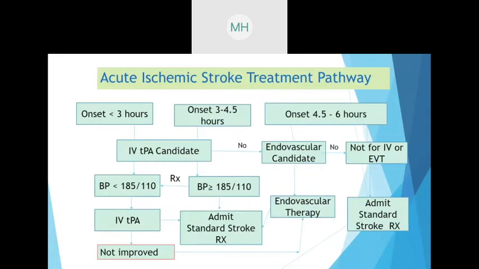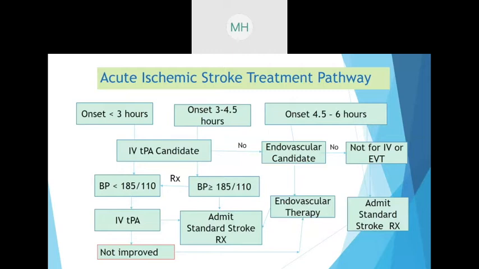So this is the acute ischemic stroke treatment pathway. It is very important to know the onset of neurological symptoms. Those who presented within less than 4.5 hours are good candidates for thrombolytic. We have those with onset less than 3 hours, onset of 3 to 4.5 hours, and onset 4.5 to 6 hours. Those who presented less than 4.5 hours, we need to consider for thrombolysis if there is no contraindication. If there is any contraindication, you can opt for endovascular therapy.